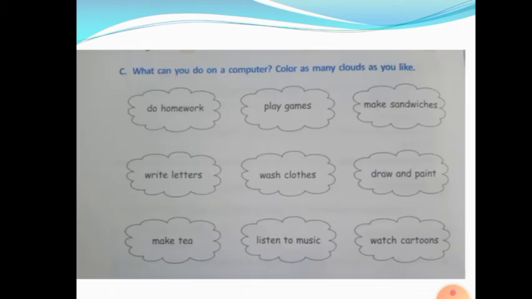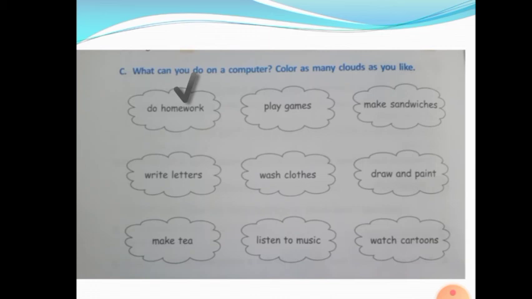Okay. Next, second one. What can you do on a computer? Color as many clouds as you like. What are the works we can do by using the computer? We can color that, right? Yes. The first one, do homework. Yes, we can do. So, color the homework cloud.